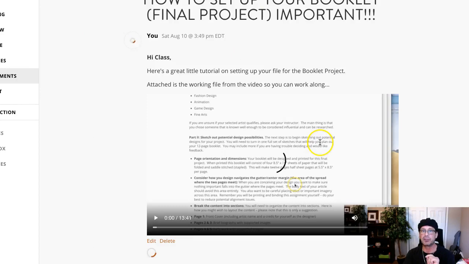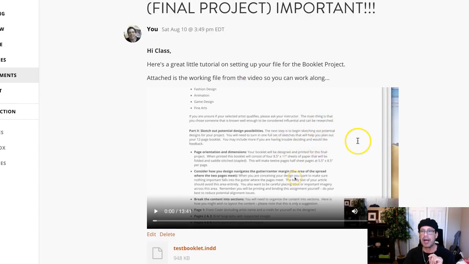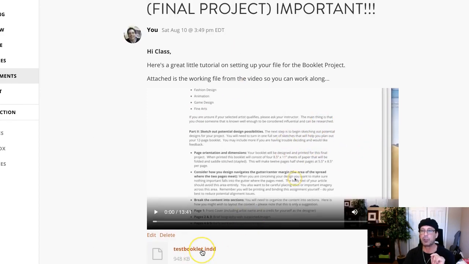This actually shows you how to set up your file, how to run your test booklet, and how to impose your pages, or shuffle your pages, so that your spreads print correctly. If you don't look at this video, guys, I promise this is going to be a nightmare for you. This is your first look at production in a 1310 class, an introduction to design production, and I highly, highly recommend you look at it.